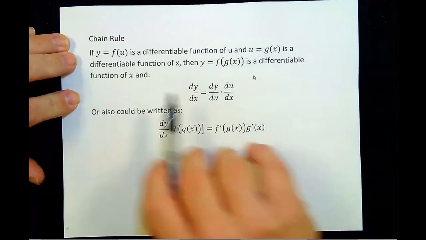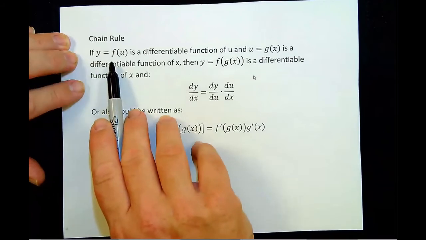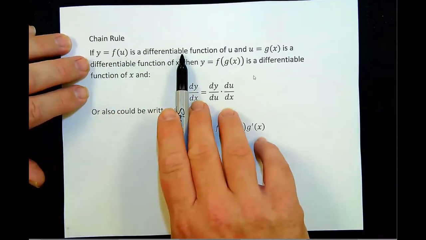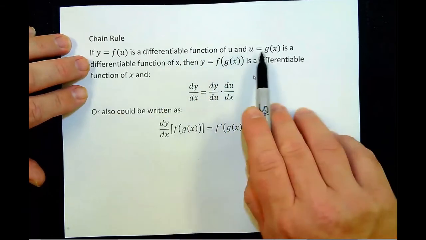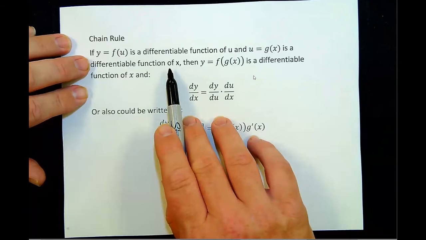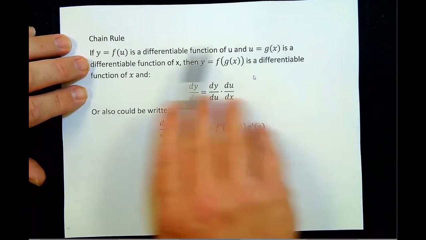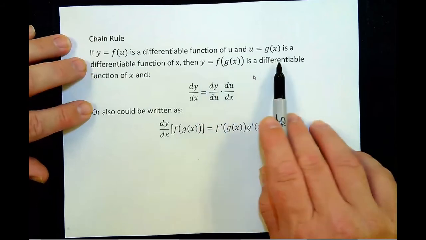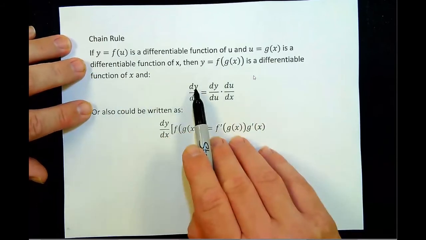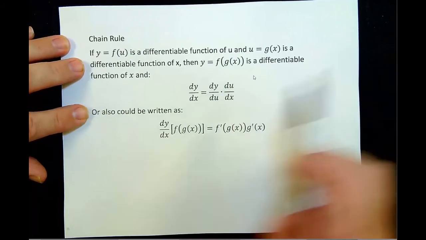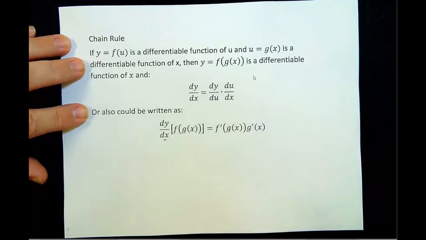And this as if y equals f of u is differentiable. So if this outside function, function of u, is differentiable, and u, the inside part, is g of x, which is another differentiable function, then f of g of x is a differentiable function, and dy/dx equals dy/du times du/dx. It can also be written as this.